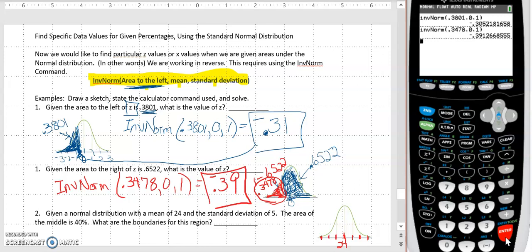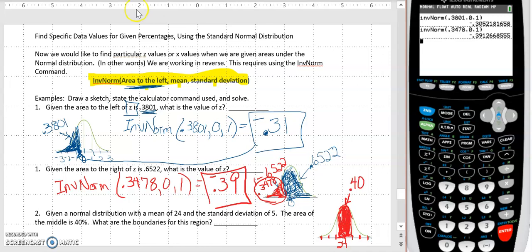And I'm given the area of the middle is 40%. Okay, now I know if I go out 1 standard deviation on both sides, that's what percent based on the empirical rule? 68%. So if this is 40%, it's got to be a little bit less than 1 standard deviation on both sides to be 40%. So this area of the curve here is 40%.